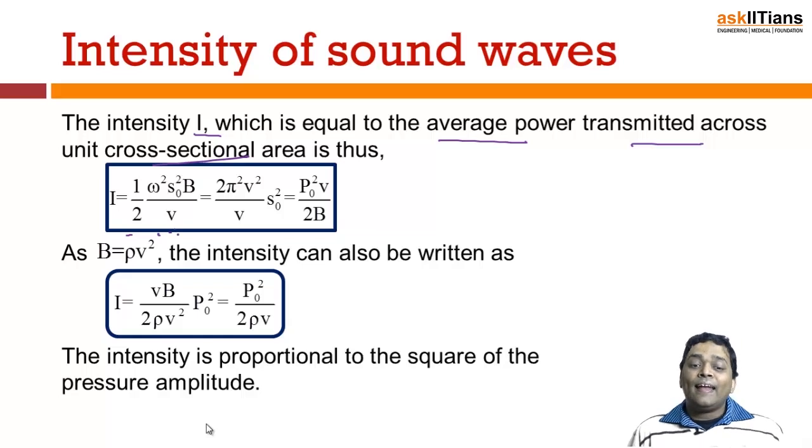As we see, the intensity is proportional to the square of the pressure amplitude. As I just mentioned, the higher the amplitude, the higher the intensity, because the square of the amplitude gives you the intensity. So this is how the intensity of waves is related.